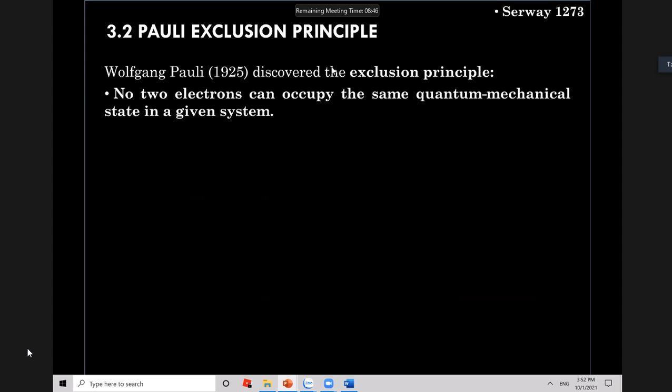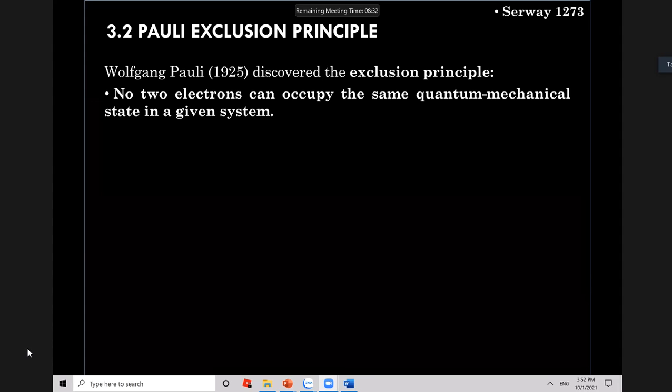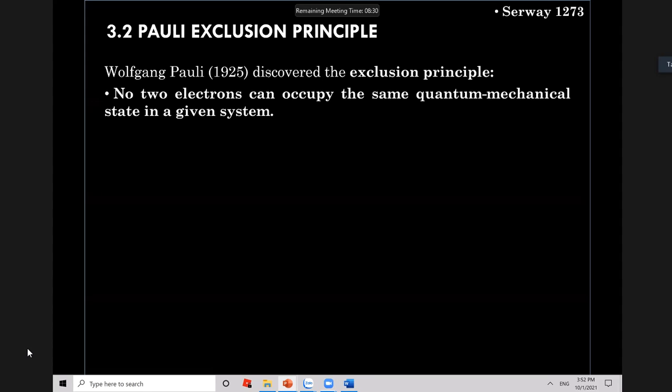Thế thì bây giờ các bạn mới có cái nội dung về Pauli's exclusion principle, là nguyên lý loại trừ Pauli. In 1925, Pauli discovered the exclusion principle. This is the content of the exclusion principle: no two electrons can occupy the same quantum mechanical state in a given system. You need to remember that quantum mechanical state.